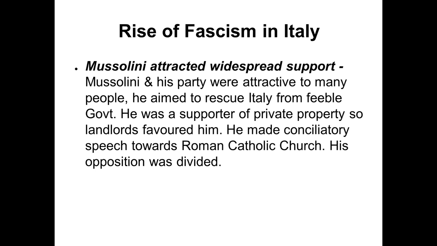Okay, and he also made conciliatory speeches towards the Roman Catholic Church. His opposition was divided. The church opposed him and the communists opposed him, but they did not offer a united front against Mussolini.